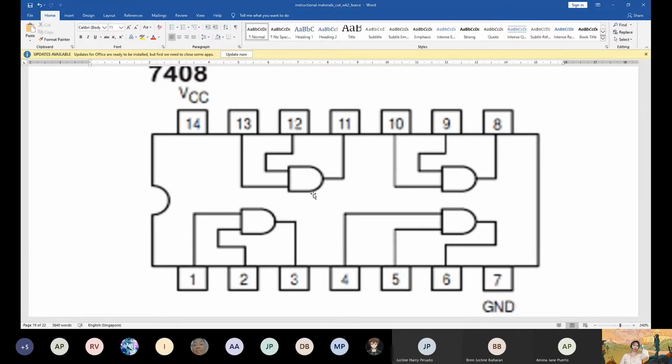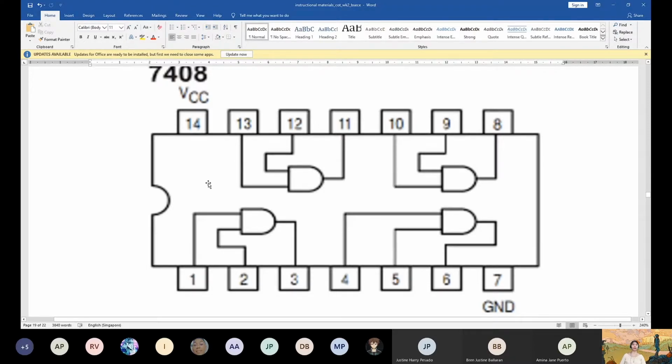So in the circuit we have discussed, how many AND gates do we need? Two po. Okay, you need 2 gates, so you might use AND gate number 1 and AND gate number 2. So you still have 2 gates spare.